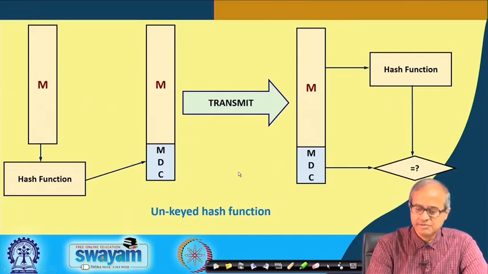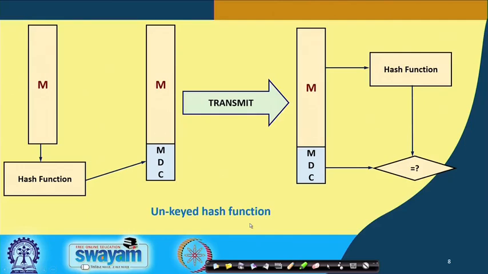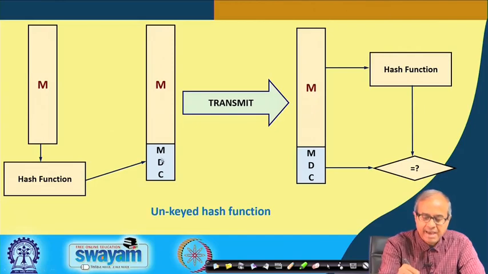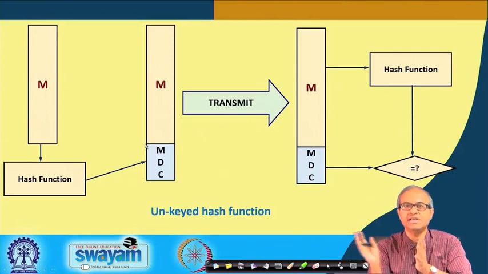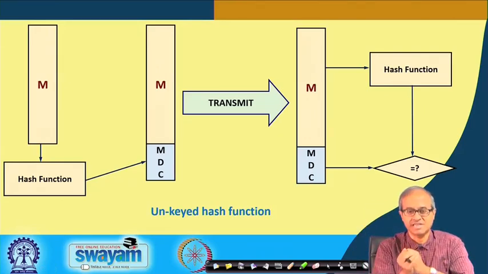So, this is a pictorial depiction of an unkeyed hash function. You see here on the left side I have a message m that I want to transmit to a receiver. What I do, I first apply a hash function on this message m, I get a hash digest MDC, modification detection code, and I append this MDC along with the message and I transmit this whole thing over the internet to the other side.